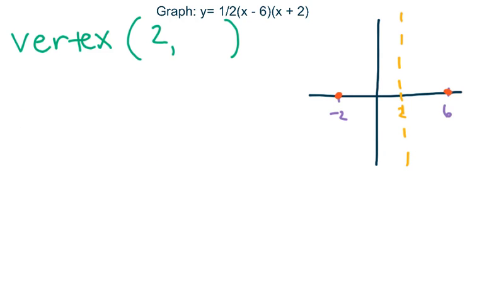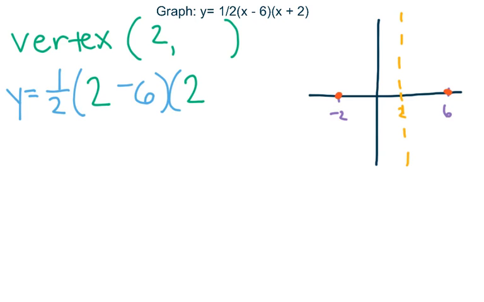All right, so we have our vertex. We know that it's going to be 2, the x value rather, but we do not know our y value. So we're going to take our x value and substitute it into our equation. So we have y equals 1/2 parentheses x minus 6. So here that x is 2 minus 6. And then we also have x plus 2. So then we go 2 plus 2. Okay? And we're solving for y.